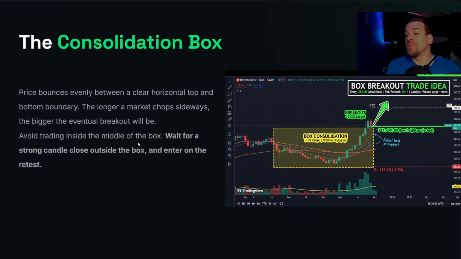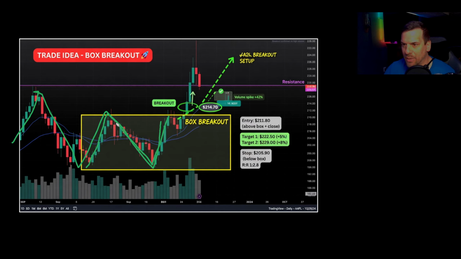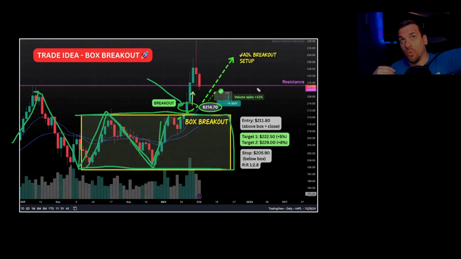Wait for a strong candle close outside of the box and enter on a retest. This is going to be a really solid trade for you once you learn this and visualize it. Essentially, all it is is a box breakout. It just goes sideways, and we're doing the same thing, right? We got a strong move up, down, and it just goes sideways from here. It creates a beautiful box, and you would essentially take the breakout right here, and then you could target the next available resistance.